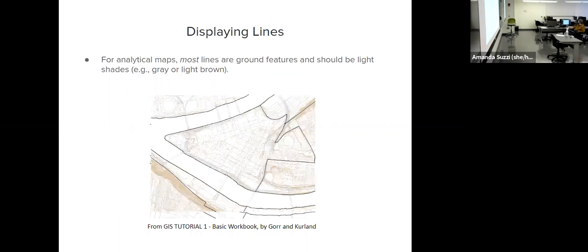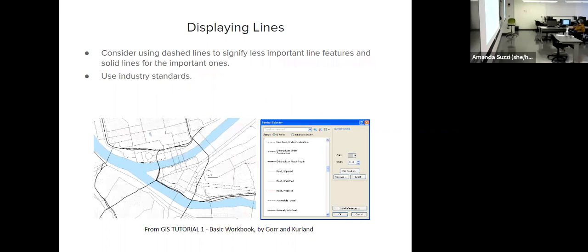All right, let's talk about lines now. Most lines are usually background features, so they should be light. So this one, is it a good map or a bad map? Bad map. Unless you want to know, I think those are probably boroughs in New York. If you want to know where the boundaries are, sure, that's a good map. However, I don't think that's what they're trying to tell us. So you want to make those gray and make them recede into the background.